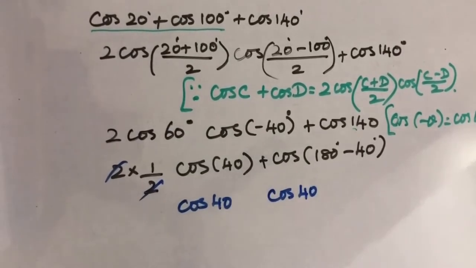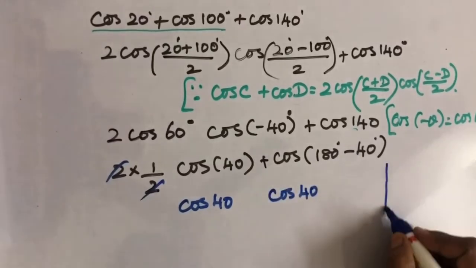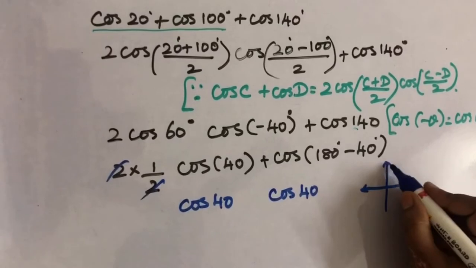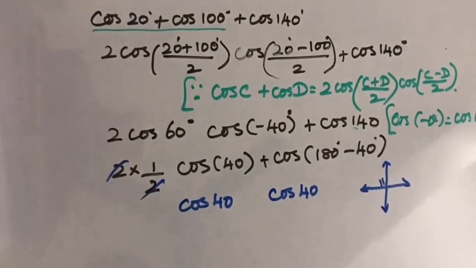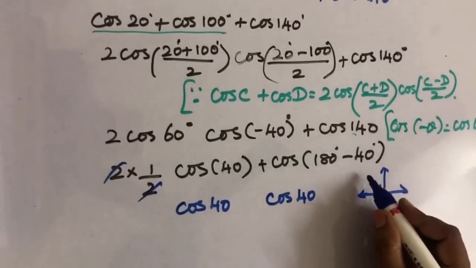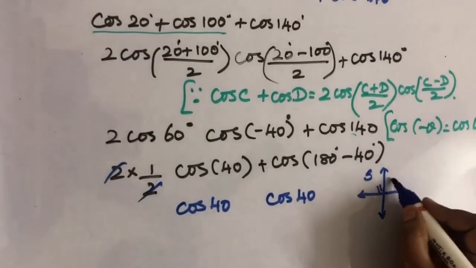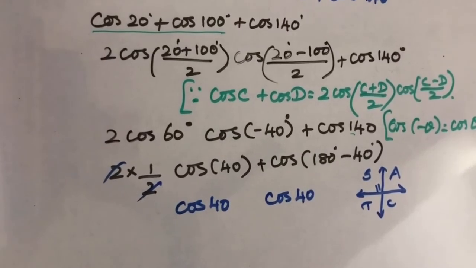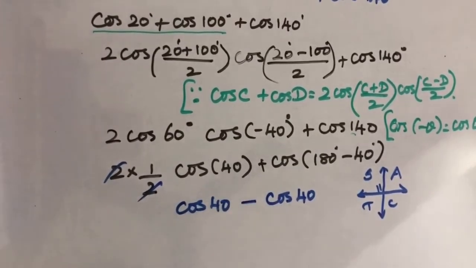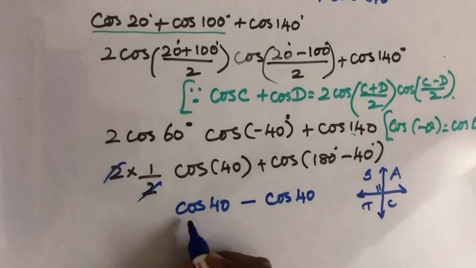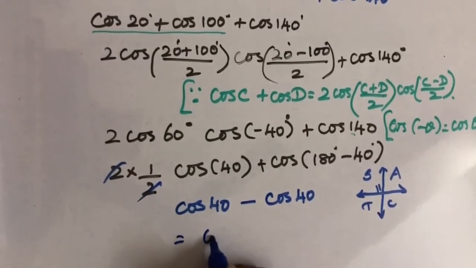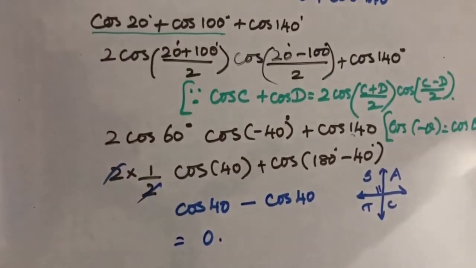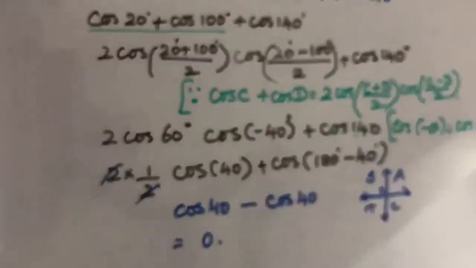What about the sign? Cos 180 minus 40: 180 minus 40 lies in the second quadrant. In the second quadrant, sin is positive, ASTC. So, sin and cosecant are positive but cos is negative. So here we have minus. Cos 40 minus cos 40, and that is equal to 0. So cos 20 plus cos 100 plus cos 140 is equal to 0.